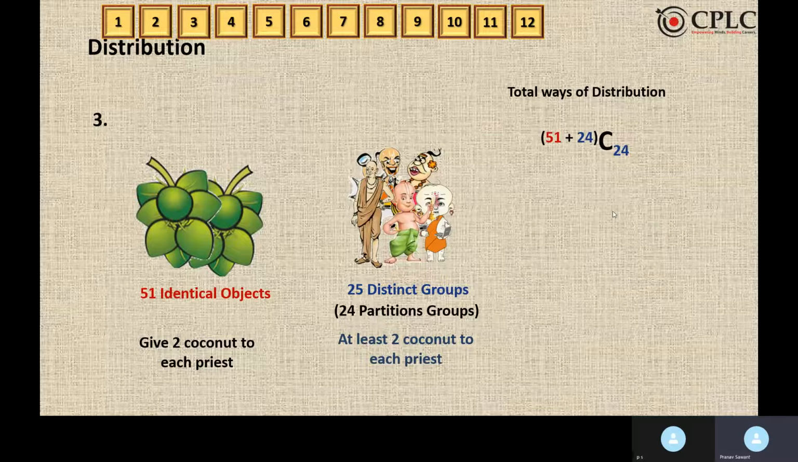Not 24 groups, we need to distribute 25 groups. But over here, partition is equal to groups minus 1, hence 25 minus 1, which is 24, and the number of partitions would be 24. Again, by applying the same formula, we'll get the answer as 75C24, which is option 1.